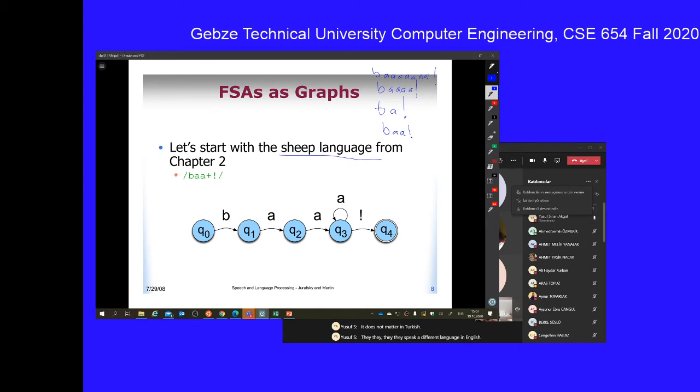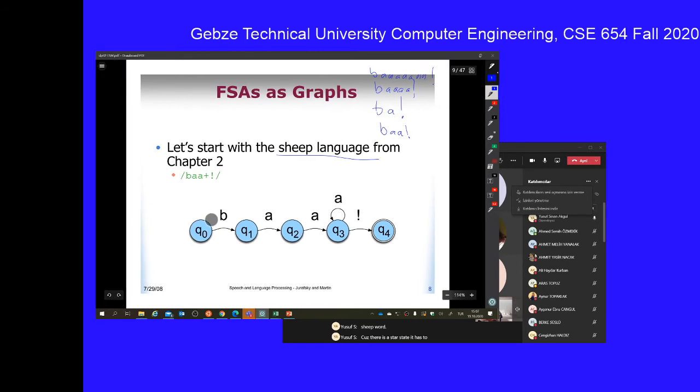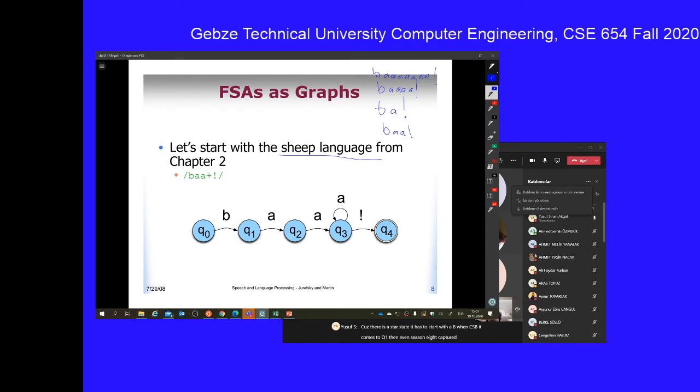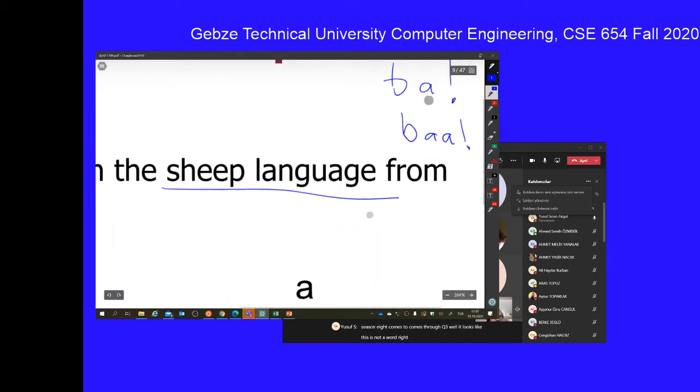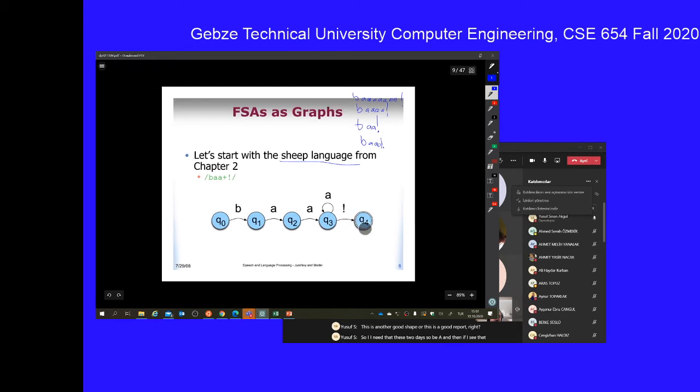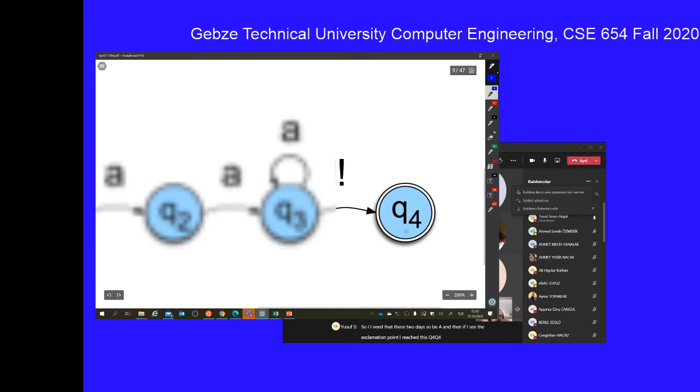Okay, and this is our finite state machine that recognizes a sheep word. Q0 is the start state. It has to start with a B. When it sees a B, it comes to Q1. Then when it sees an A, it comes to Q2. When it sees an A, it comes to Q3. Well, it looks like this is not a good sheep word. This is a good sheep word, right? So I need at least two A's. So B, A, A, and then if I see the exclamation point, I reach this Q4. Q4 is the final state.